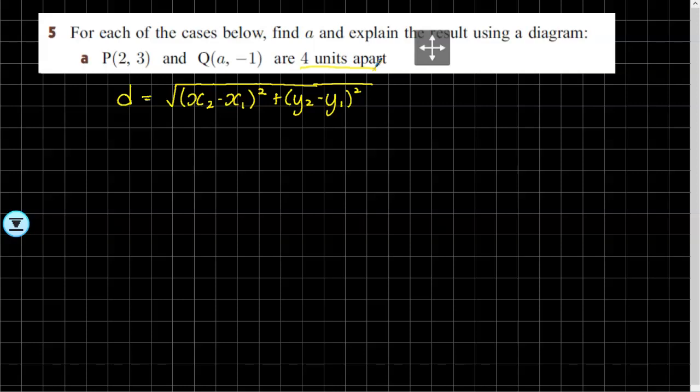Okay? I've underlined 4 units, so that's telling me that the distance is actually 4. Everything underneath each other. Nice and neat. It says square root, I write square root. And then we've got x2 take x1, y2 take y1. Now, you can by all means do that. I always like to start with my letter anyway, so it works out well. A take 2, all squared.